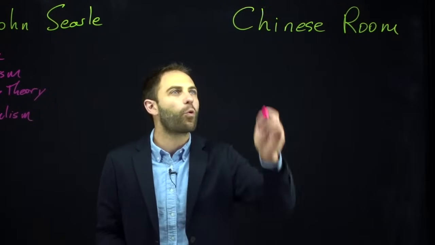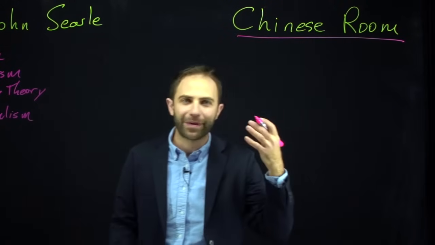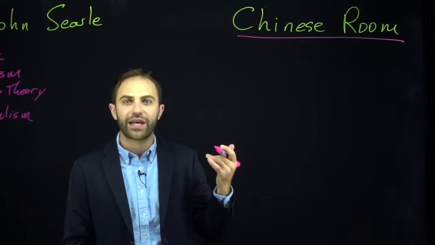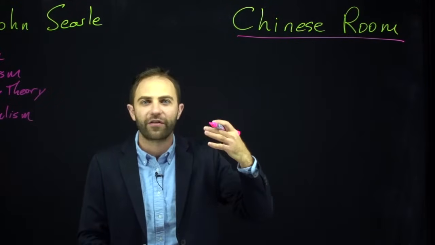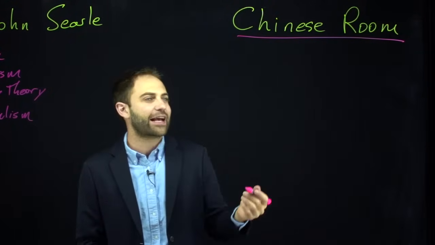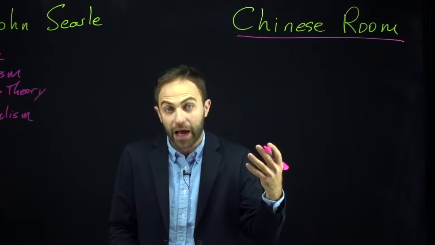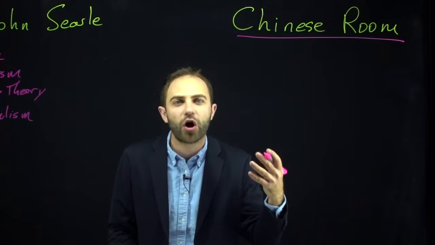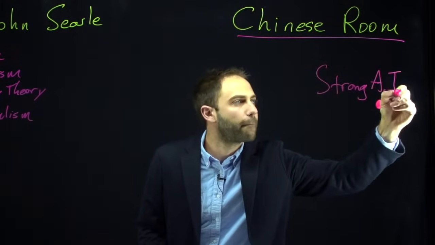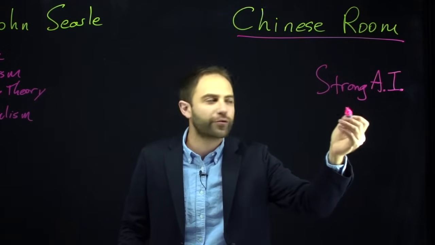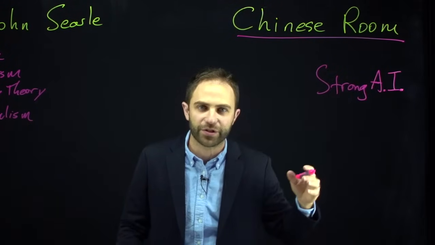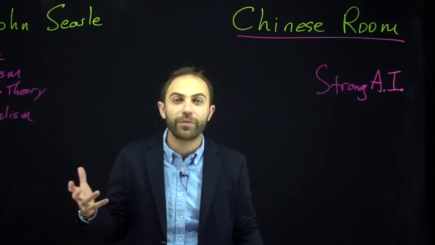Before I can say what the Chinese room thought experiment is, we need to just understand what Searle's target of attack is, the thing that he's attacking. It's a theory of mind that he calls strong AI. Strong AI is short for strong artificial intelligence, and this is a theory about the human mind.